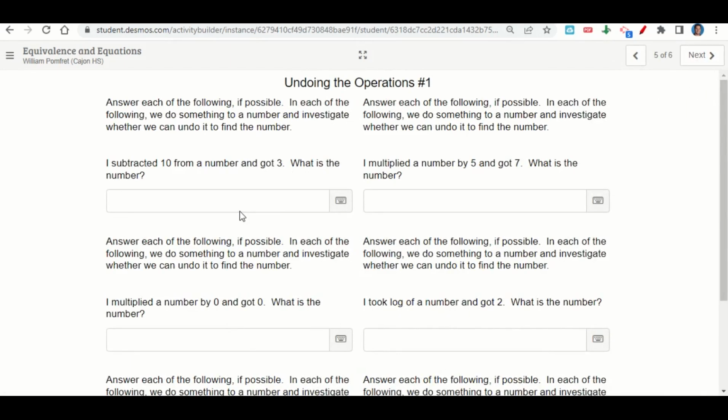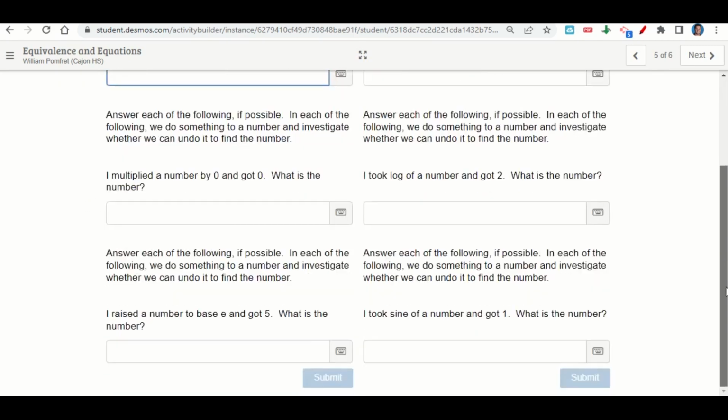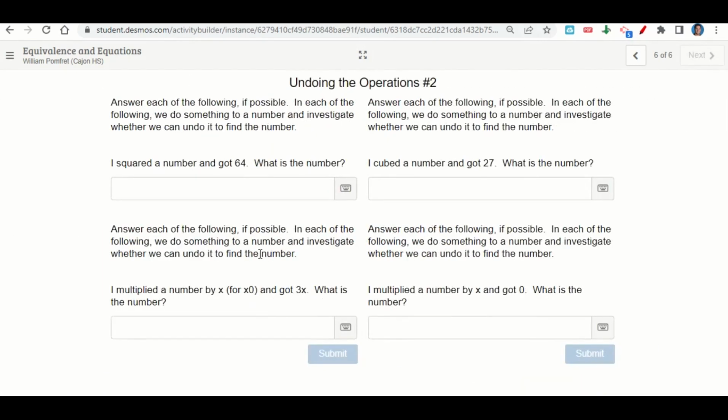Now, on slide 5, we're going to undo the operation. It says answer each of the following if possible. In each of the following, we do something to a number and investigate whether we can undo it to find the number. So it said I subtracted 10 from a number. So I take x minus 10 and got 3. What is the number? So you're going to go ahead and solve that. So you'll do that for each of these.